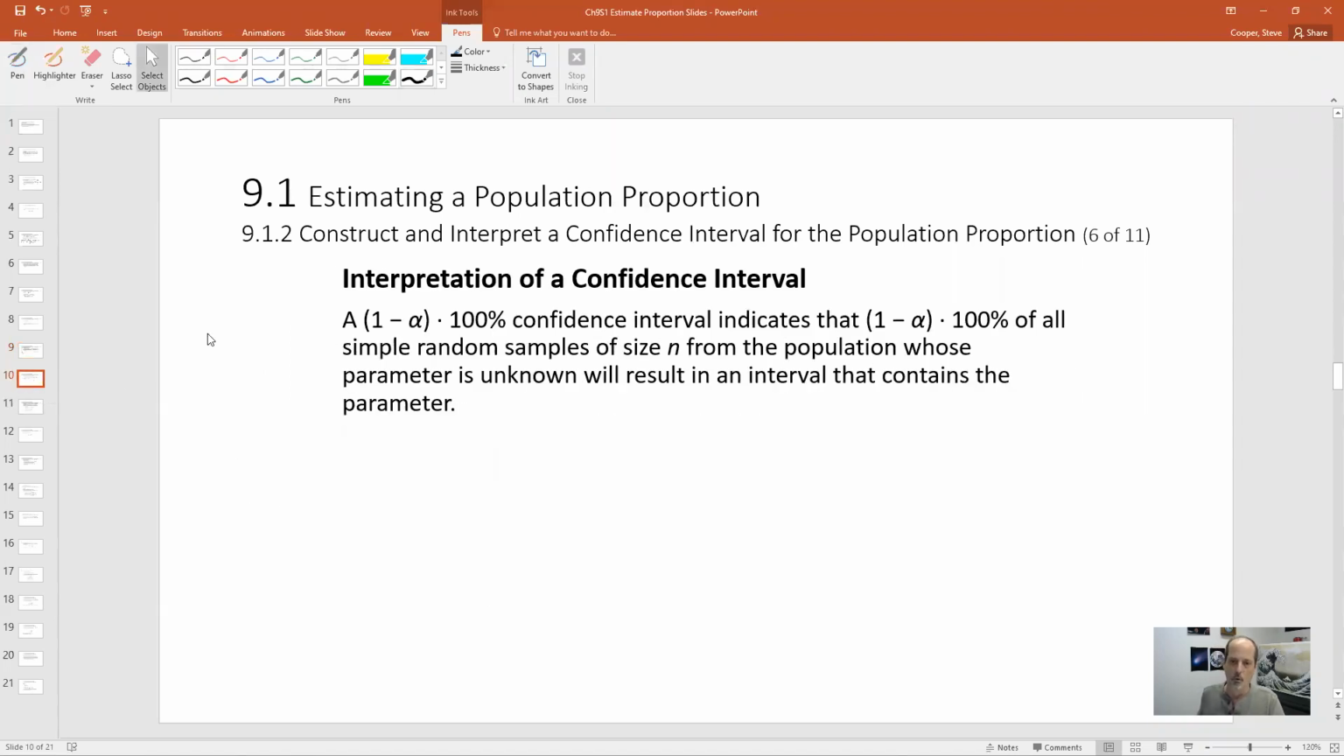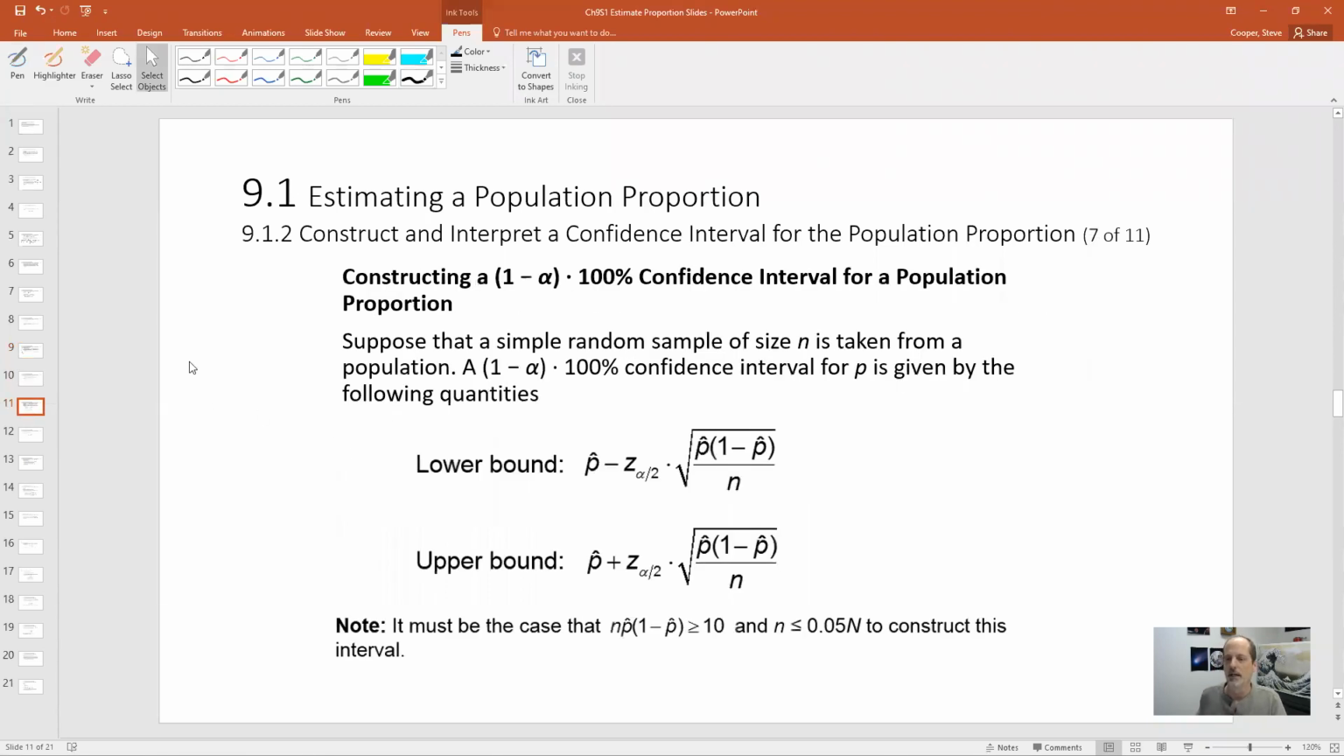Okay, so the 1 minus alpha times 100% confidence interval. We already said that. All right, this is the big stuff here. This is how you calculate your margin of error. This particular part right here is E.